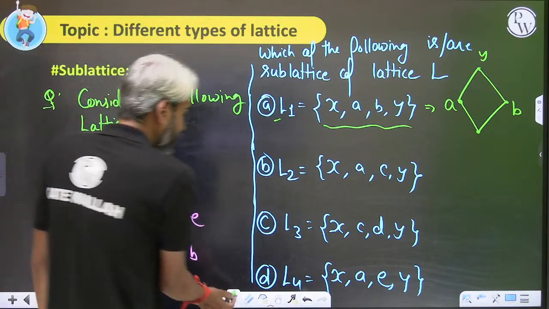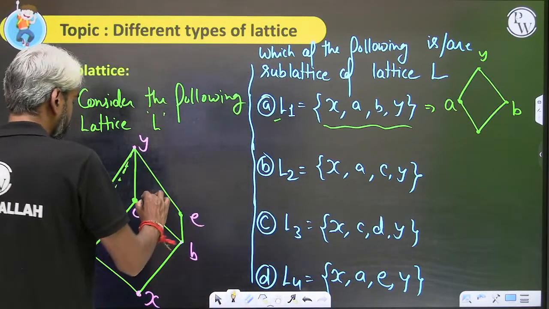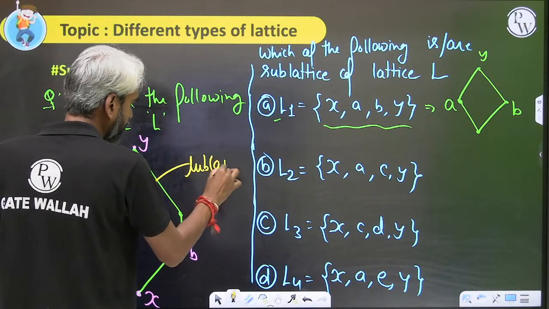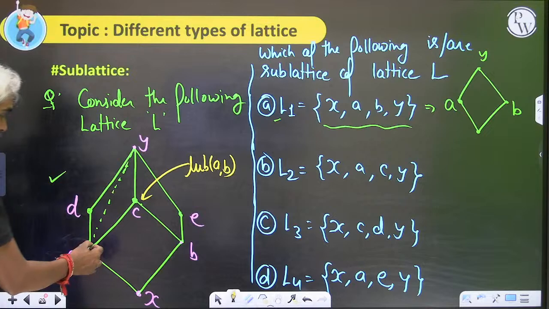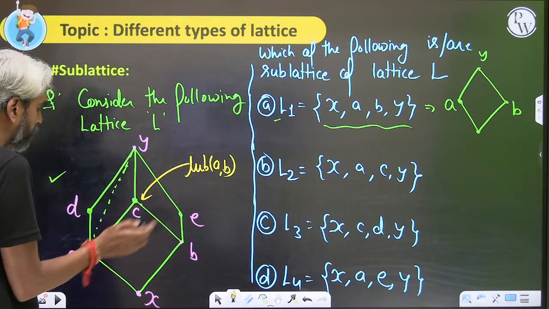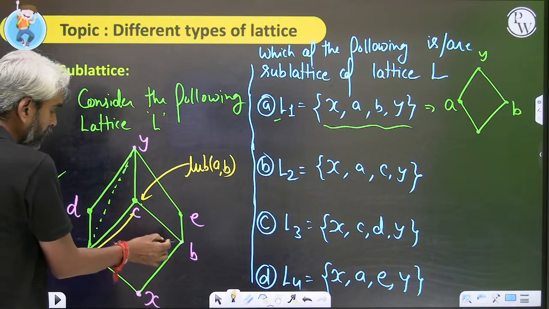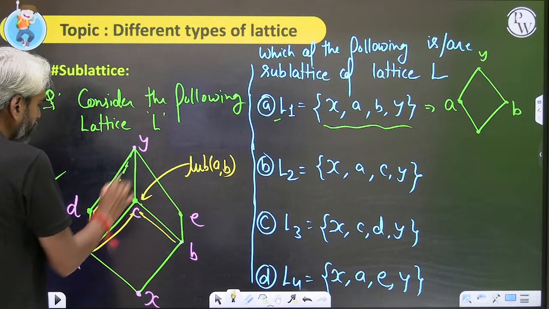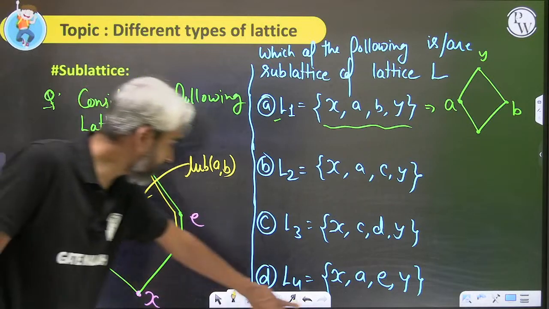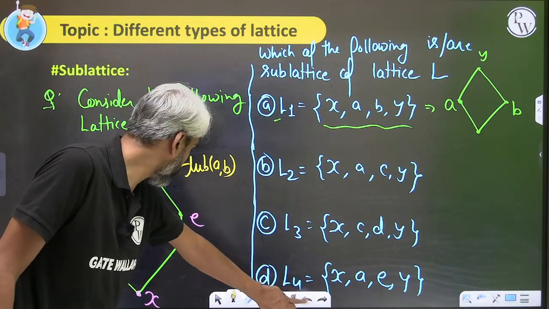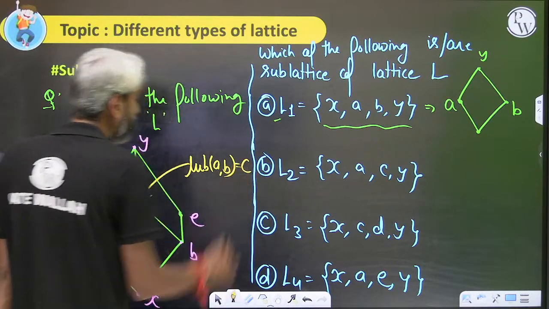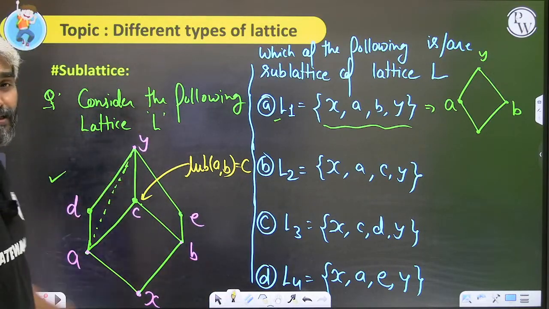But do you realize one thing? What is the least upper bound of A and B in the original lattice? The least upper bound of A and B in the original lattice is C. So there are two upper bounds of A and B. A and B join each other at C, and A and B join each other at Y. So both C and Y are the upper bounds of A and B. But among those upper bounds, C is the least of those two. So the least upper bound of A and B will be C in the original case.